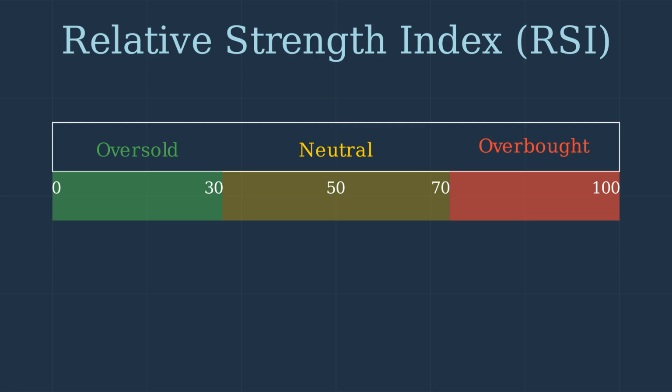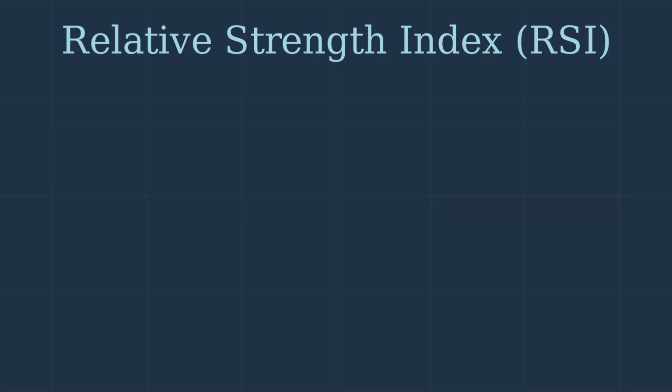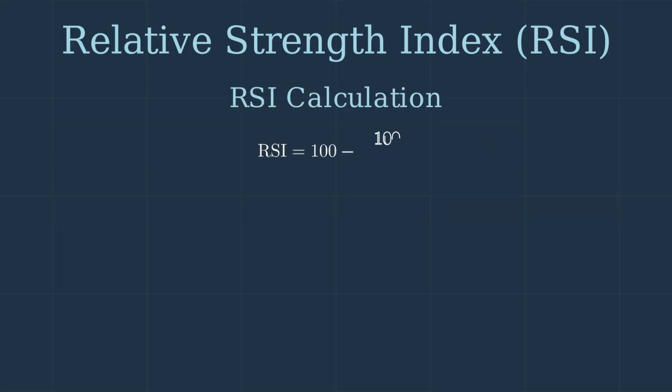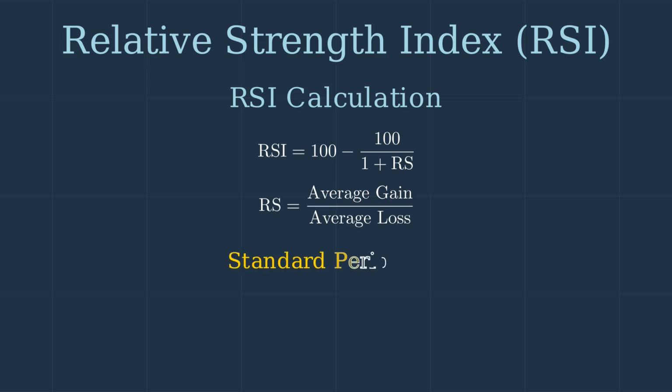RSI readings below 30 typically indicate oversold conditions, suggesting a potential upward reversal. Values above 70 indicate overbought conditions, suggesting a potential downward reversal. The RSI is calculated using a relatively simple formula. It's based on the ratio of average gains to average losses over a specified period, typically 14 periods.